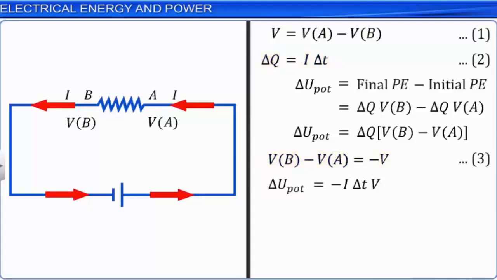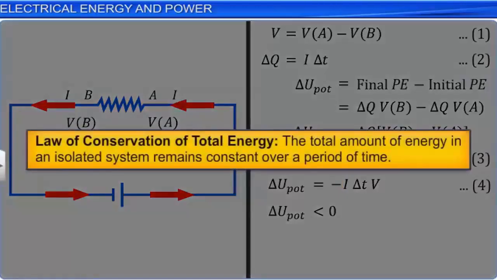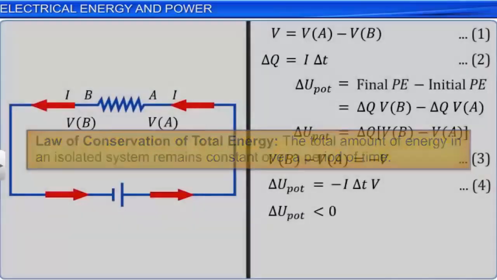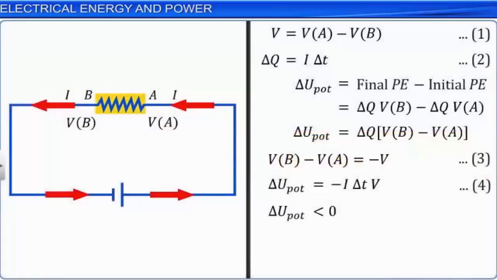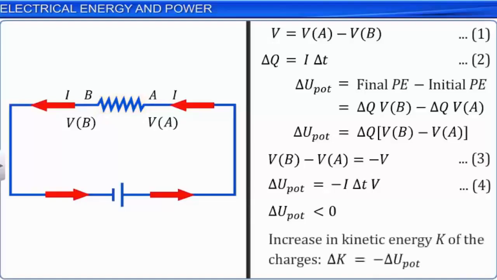Since the value of delta U potential is negative, it is less than 0. The law of conservation of total energy states that the total amount of energy in an isolated system remains constant over a period of time. Applying the law of conservation of total energy between points A and B, since the potential energy of the charge is decreasing, its kinetic energy must increase. Therefore, an increase in kinetic energy K of the charges is expressed as delta K is equal to minus delta U potential.